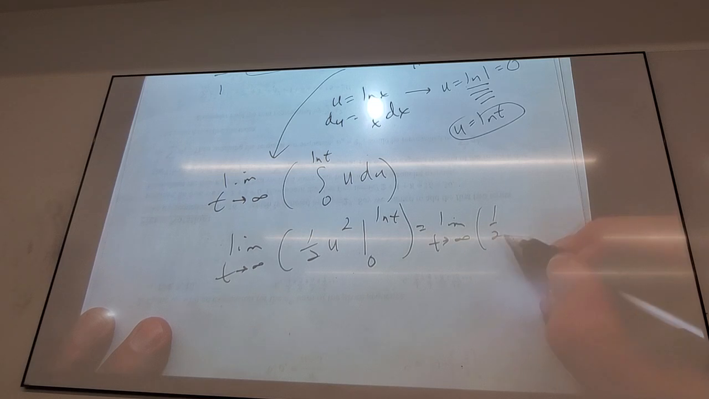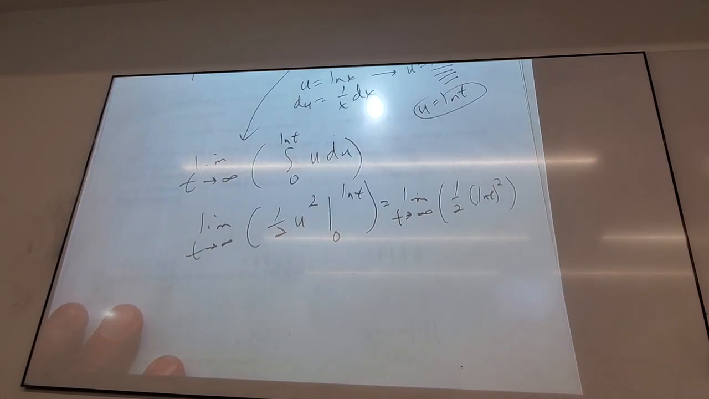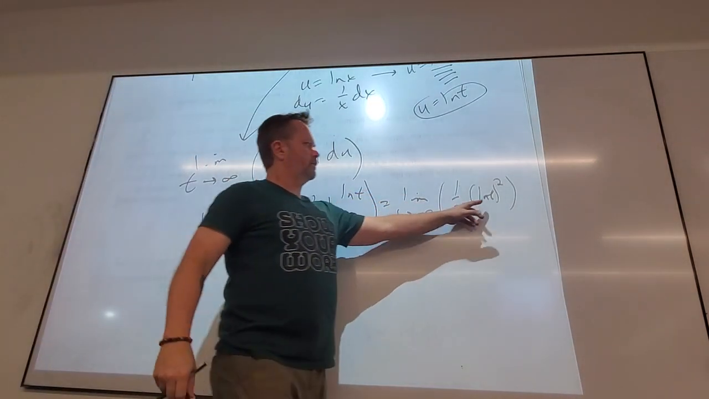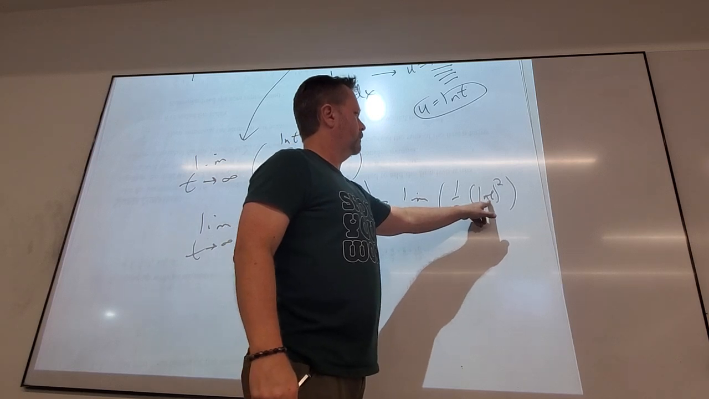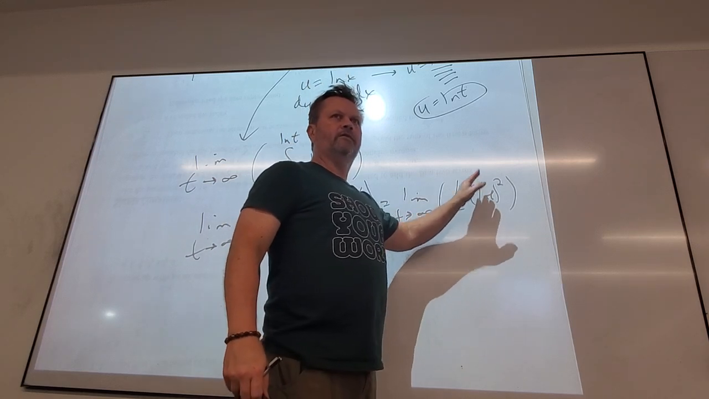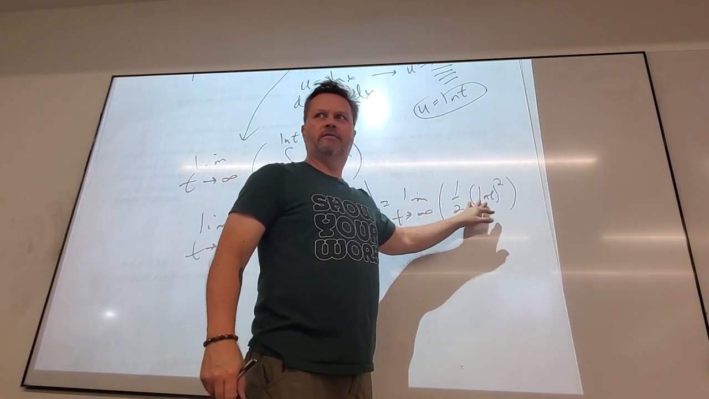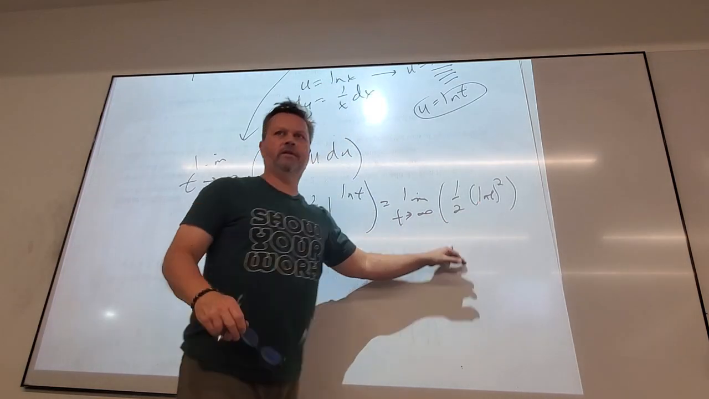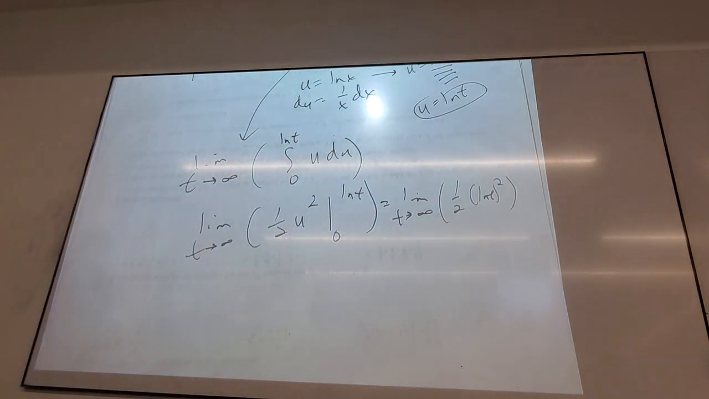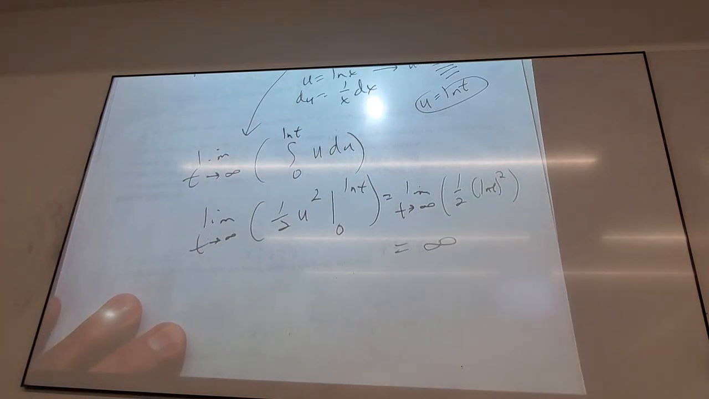Let's see, so then I get 1/2 natural log of t squared, and of course when I plug a 0 in, I get 0. So when I let t go to infinity, you guys already told me natural log of t goes to infinity, and of course if I square something going to infinity, the result's still going to be infinity. Yeah, good. So this will be infinity.